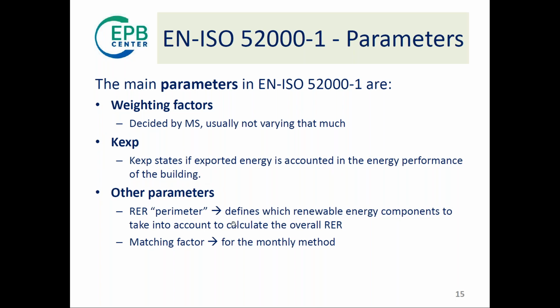Then you have other parameters, for example, the RER perimeter, renewable energy ratio perimeter, which defines which renewable energy components are taken into account when you calculate the overall renewable energy ratio. And potentially you might have a matching factor for the monthly method to take into account mismatch of electricity use and production. We will have a look at this in some detail. These are quite important parameters because these are options that more or less are given in the regulation. And in the past, their definition was not really transparent. With this standard, they are made obvious, documented and transparent.